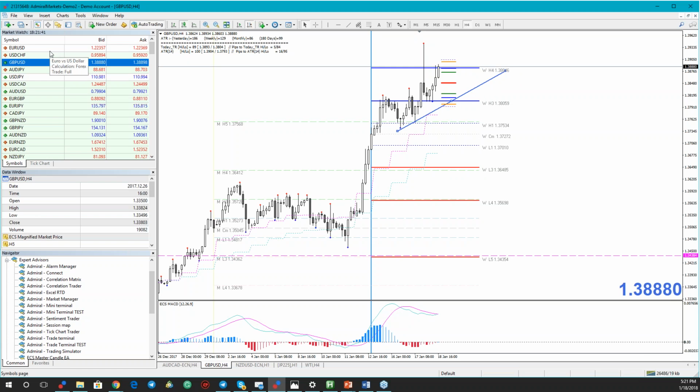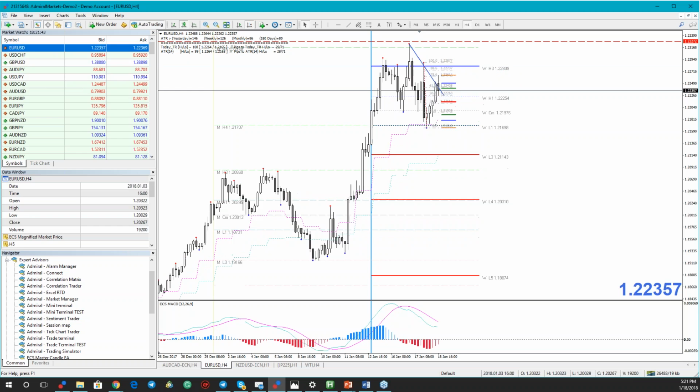Here, for example, we don't see any particular trend line. Now here we see actually a trend line that started on the 17th, so it started yesterday. If it doesn't break, it will still be valid till Friday. So this is an intra-week trend line.